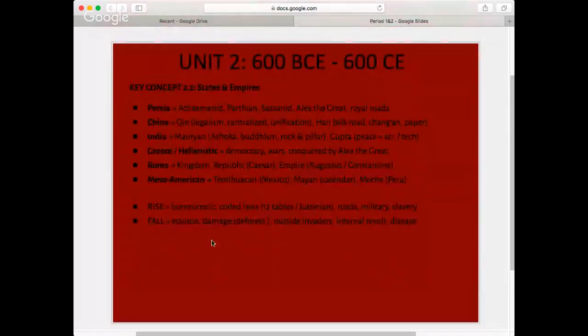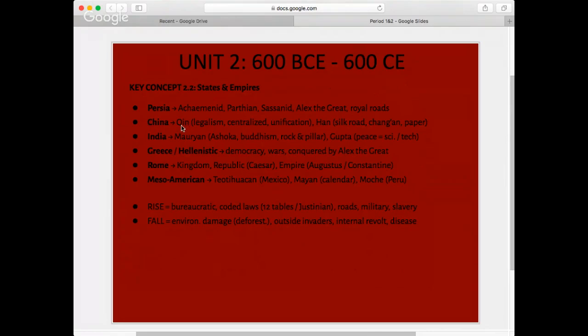2.3, or 2.2, excuse me, the key concept is all about those states and empires. So in Persia, I wouldn't really worry too much about knowing these specific names. I would just know in Persia, you should know Darius just because I really like him. But Alexander the Great eventually takes over Persia, and they start the royal roads.